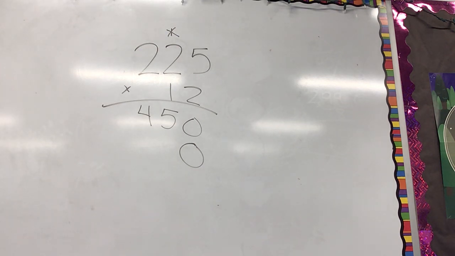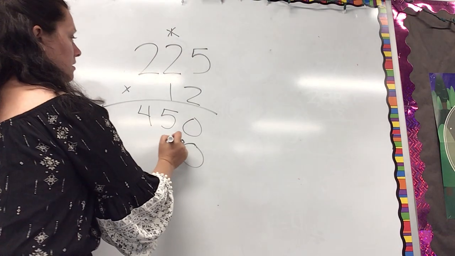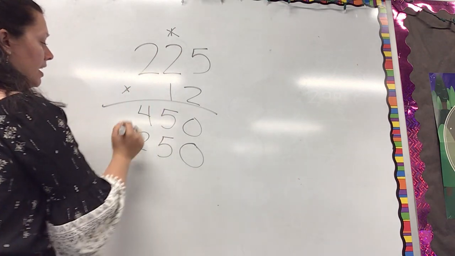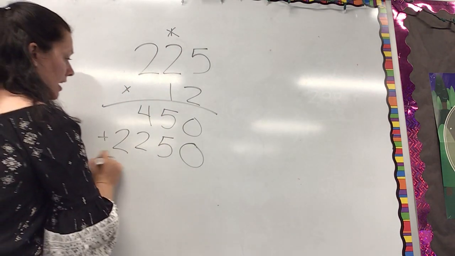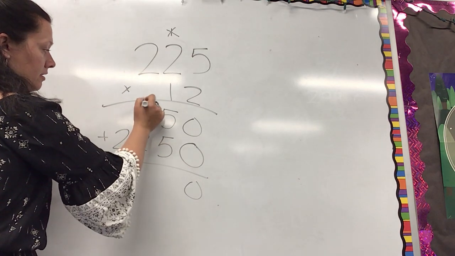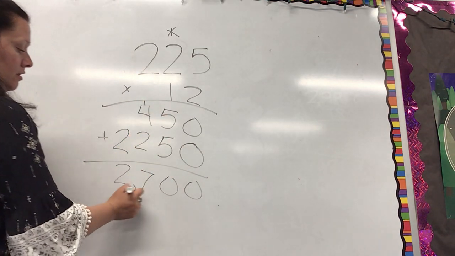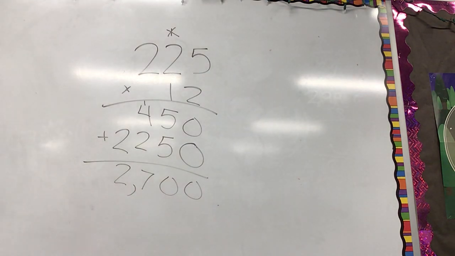Where are you marking this out? 1 times 5 is? 5. 1 times 2 is? 2. 1 times 2 again. 2. And then I add. Make sure you put your commas where they go and a label, cookies. Very nice. There are 12 in a dozen.